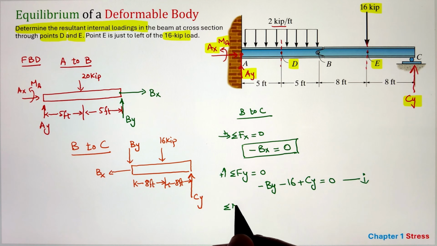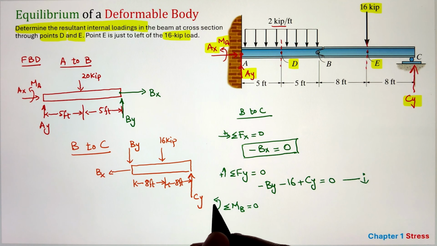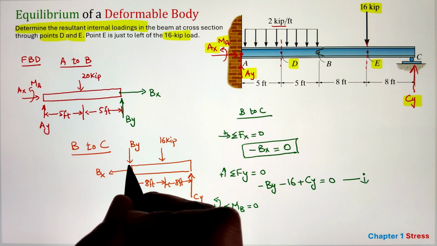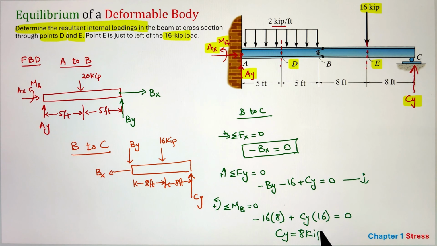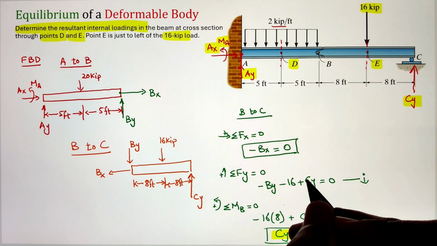Here we have two unknowns, so let's give it a number and go ahead and solve for our third equilibrium equation, that is summation of moment. I'm selecting point B, that will eliminate our Bx and By. So we have just 16 kip having a moment arm of 8 feet that is going to create our clockwise moment, whereas Cy having a moment arm of 16 feet is going to create a counterclockwise moment. Simplifying, we get our value of Cy as 8 kip.